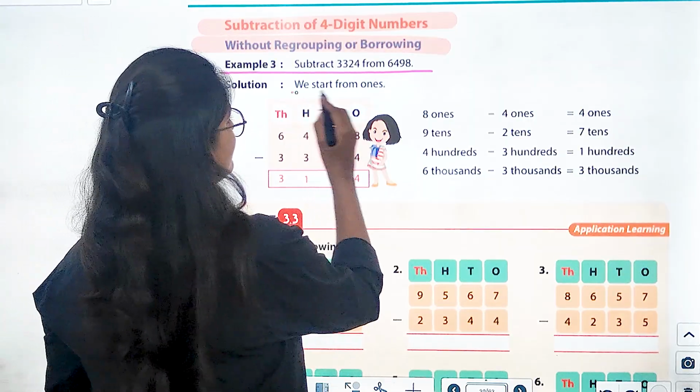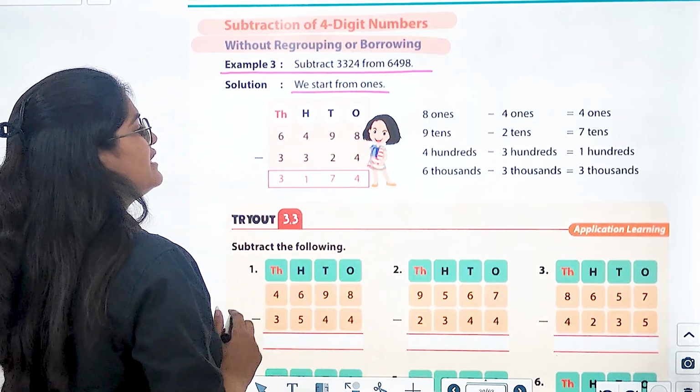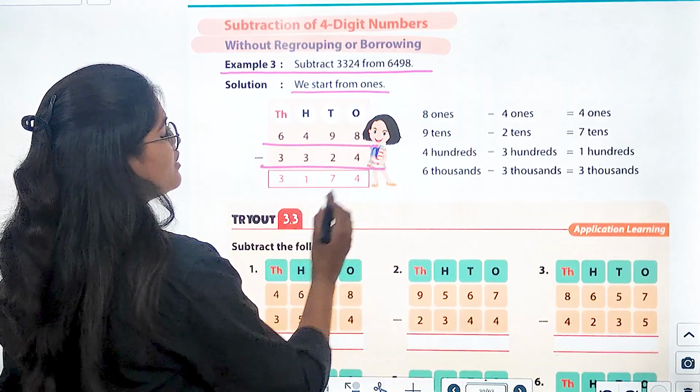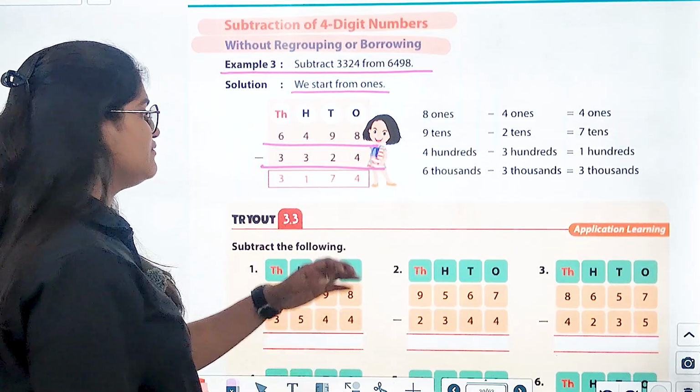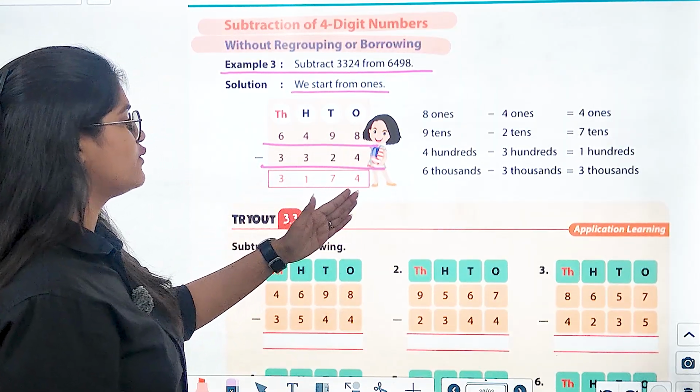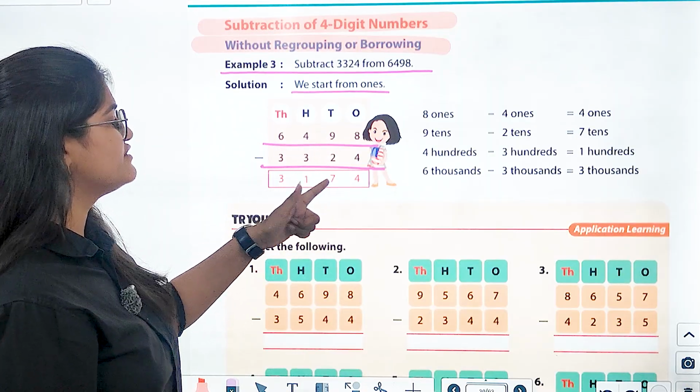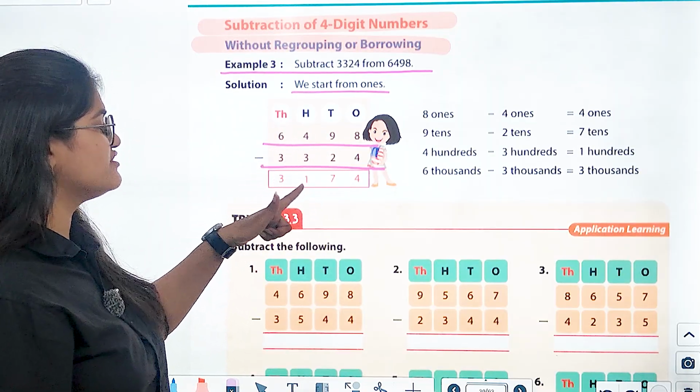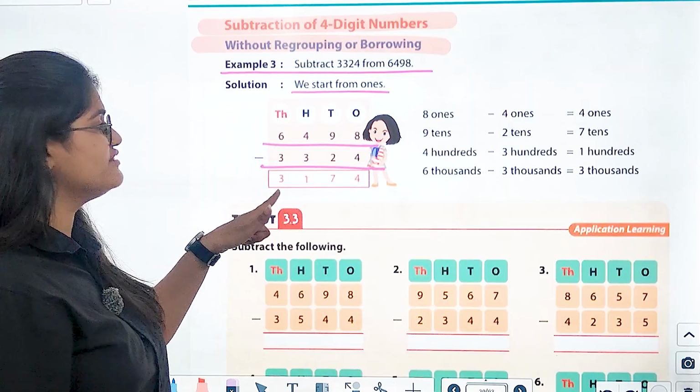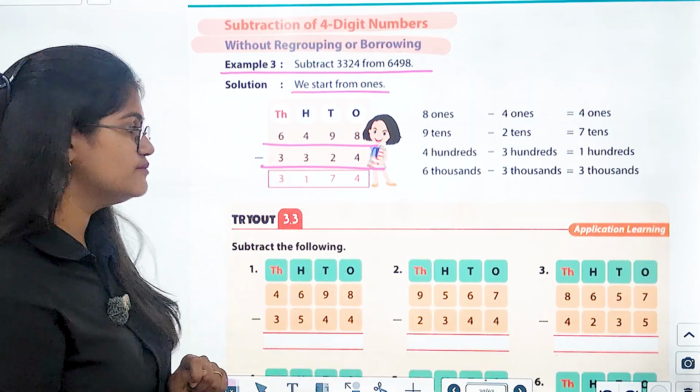So we will start from ones, right? Obviously, arranging the numbers in columns first, then we will start: 8 minus 4 is 4, 9 minus 2 is 7, 4 minus 3 is 1 and 6 minus 3 is 3. Clear?